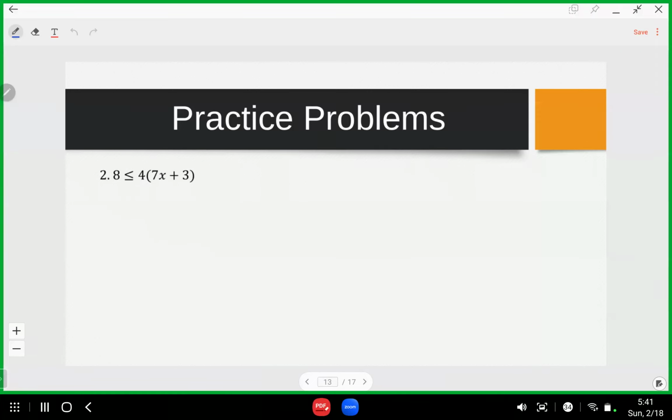What did you do for this one? So I distributed 4 into 7, the group 7x plus 3. And what came out was 28x plus 12. And then I subtracted 12 from both sides.